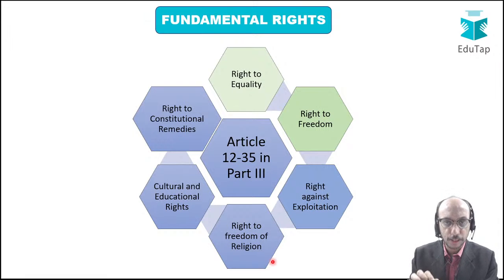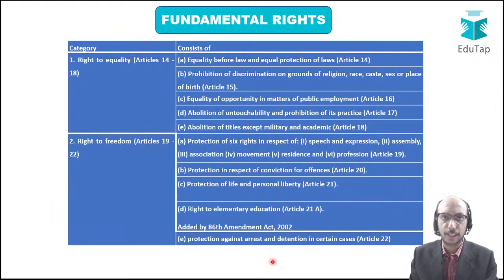Please repeat with me if this is new to you, because this is very important that you know it. 1. Equality. 2. Freedom. 3. Exploitation. 4. Religion. 5. Culture and education rights. And 6. Constitutional remedies. These are the 6 types of rights that have been provided to us within the fundamental rights.